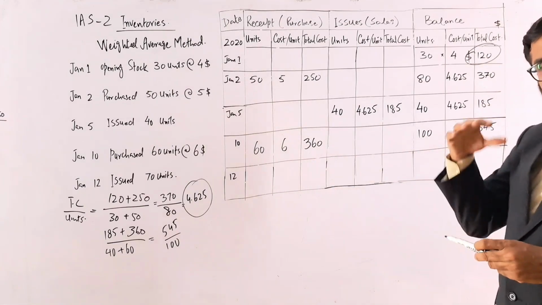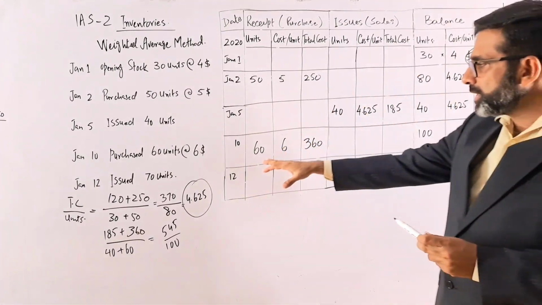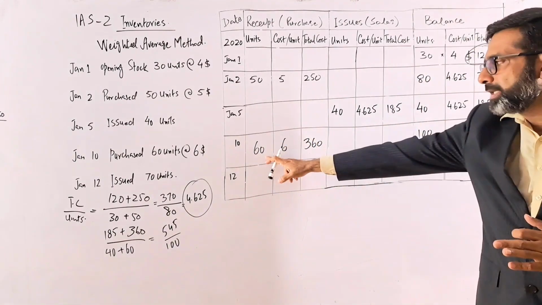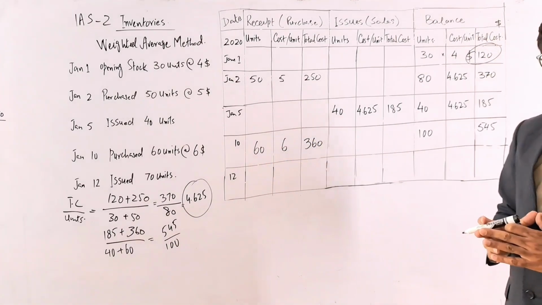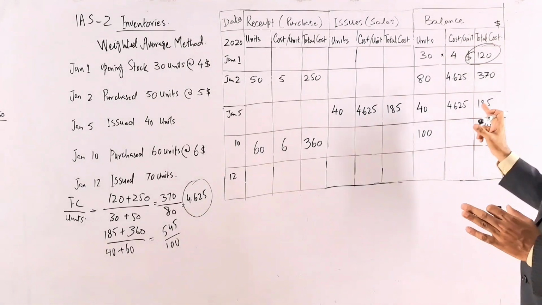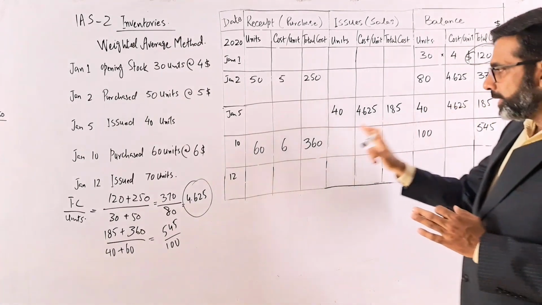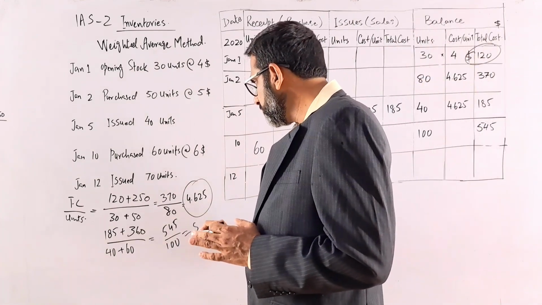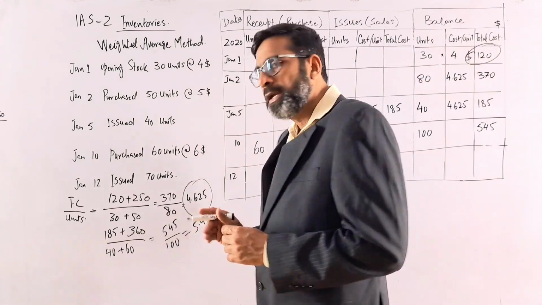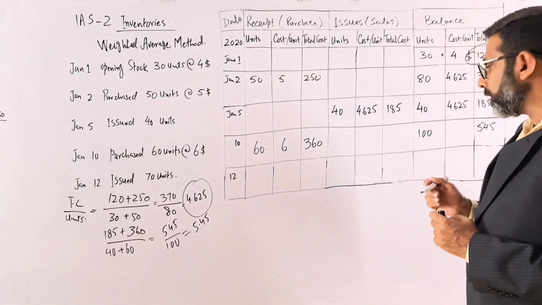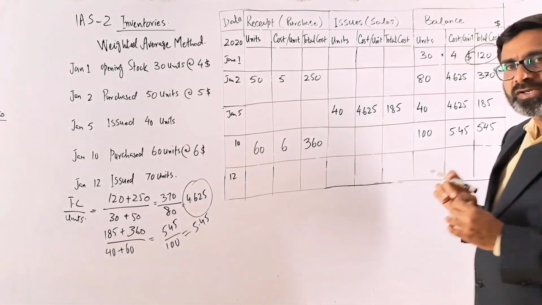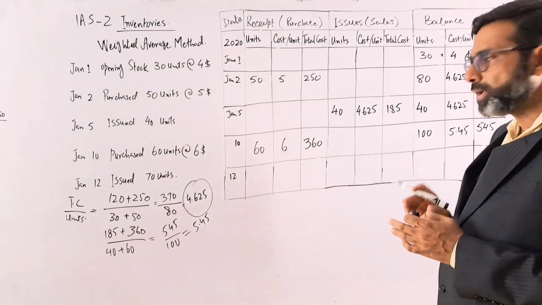Which units? The units we already have plus the units we have purchased. The total units are now 40 plus 60, so 100 units. And the total cost, which was already 185, the new cost is 360, and if we take the average, the answer will be 5.45. The weighted average cost will be 5.45.